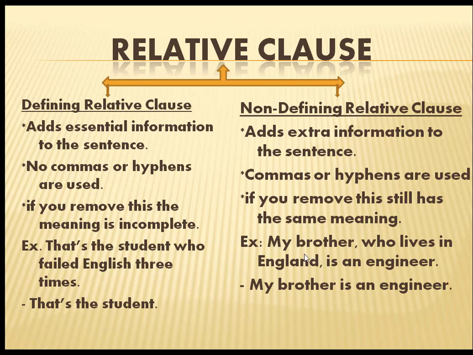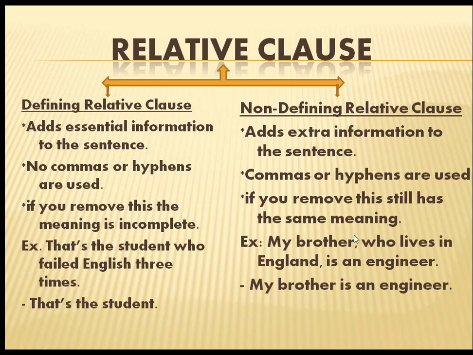And observe this example: my brother, comma, who lives in England, comma, is an engineer. My brother is an engineer also gives complete meaning. Without who lives in England, we can also get the same meaning. My brother is an engineer. This is complete sense. But why am I giving this who lives in England? To give extra information about my brother. So I am adding this extra information to this sentence. So this is called a non-defining relative clause.